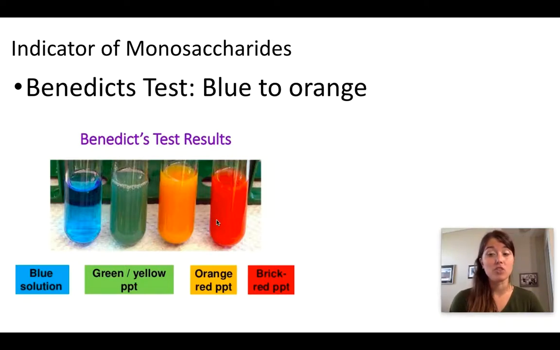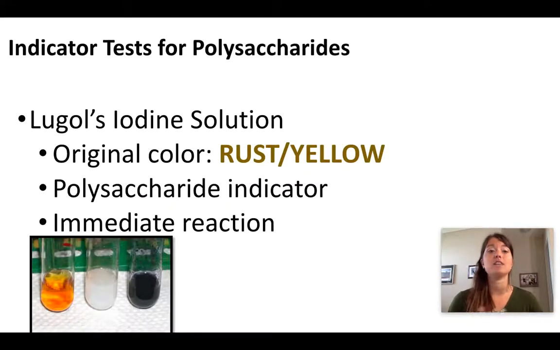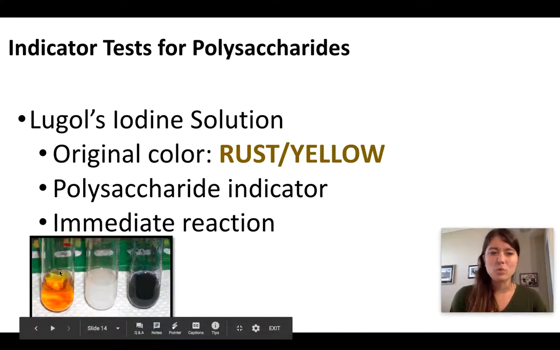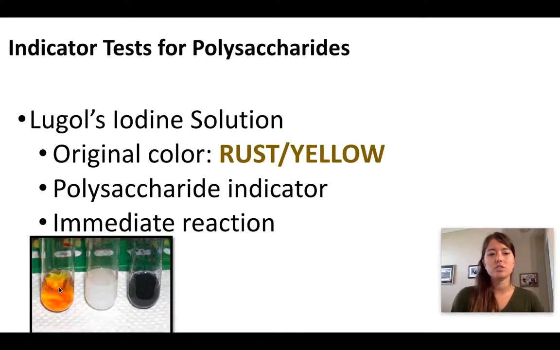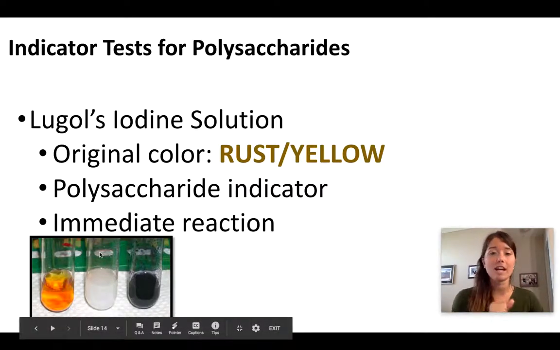Disaccharides actually have no tests whatsoever. So we'll skip over to our polysaccharides, our complex carbs. And for this, we use iodine solution, which is going to start off, I always say it looks like this rusty yellow color. And then you're going to add that to your solutions, and you're going to see an immediate reaction right away. And it's going to change to this black, dark color, and that will be a positive test for polysaccharides.